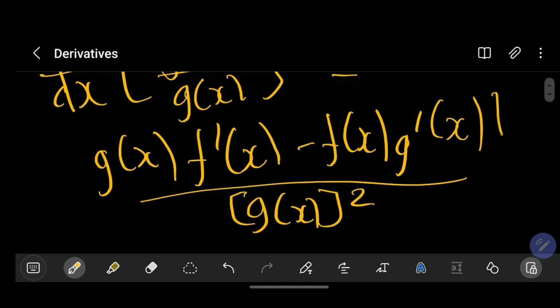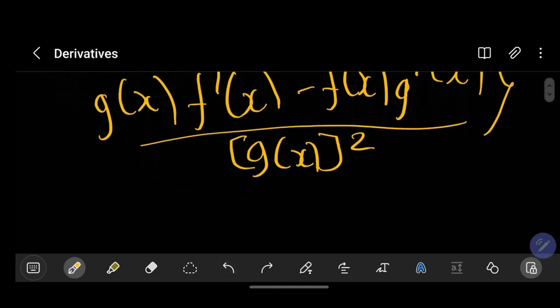Just take note of the way the numerator is written, right? We start with g(x) times f'(x) minus f(x) times g'(x). Remember, we have a minus in here, so if you mix this up, you could land yourself in trouble at the end when you're trying to simplify or do any sort of subtraction or addition.